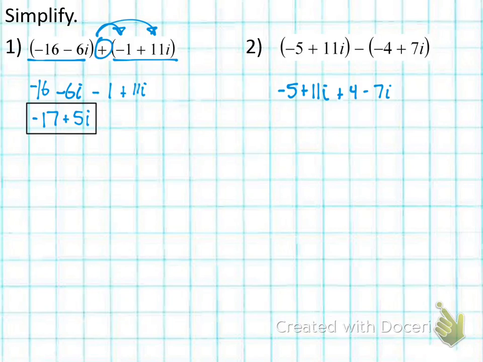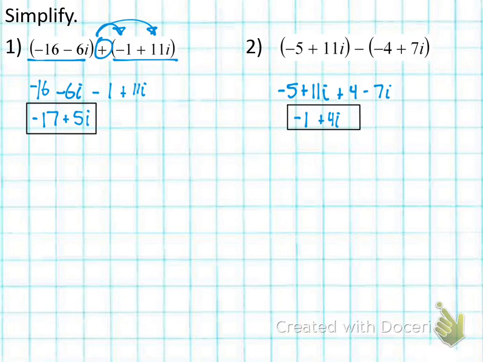So combining like terms, we have negative 5 plus 4 is going to be negative 1. Then positive 11i minus 7i is positive 4i. Okay, and we're all done. We're going to box our answer because we have the real part, and we also have the imaginary part in the correct order. We're all done. Okay? Pretty straightforward, right?